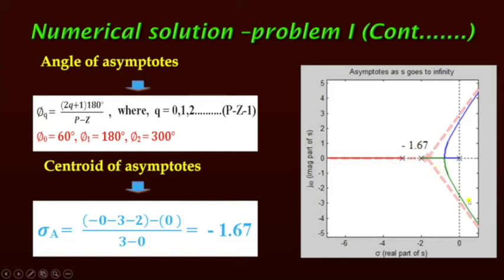Then draw this third asymptote. Using these 3 angles of asymptotes, we can draw three asymptotes from this centroid of asymptotes. We know that the root locus is symmetrical with respect to the real axis. So obviously these asymptotes are symmetrical with respect to the real axis, because the root locus moves along these asymptotes.